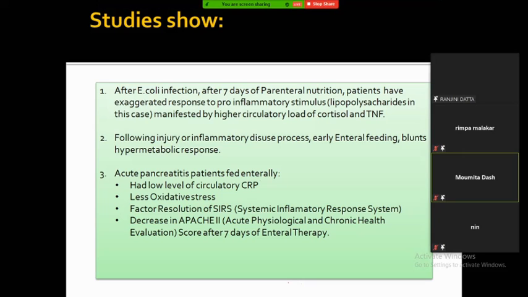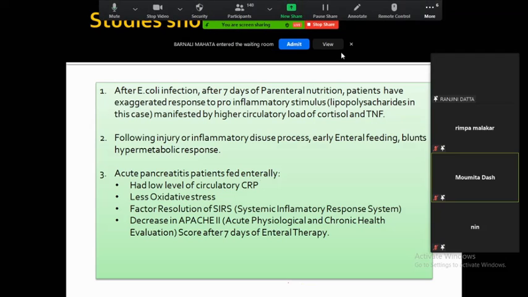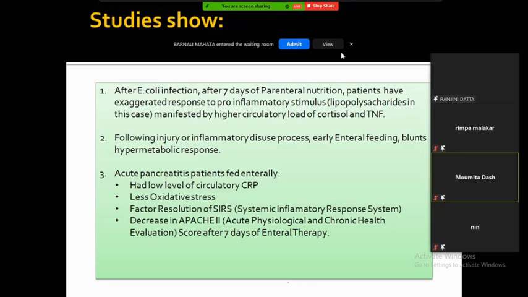And this is something which I believe is the responsibility of us clinical nutritionists to convince the consultant physician or the surgeon that even for pancreatitis, we do not need to shift the patient to parenteral nutrition unless and until there are certain complete contraindications for enteral nutrition, which can be quickly summarized.